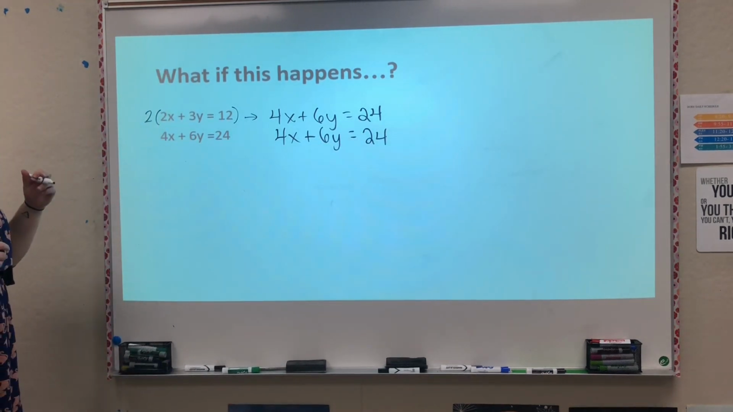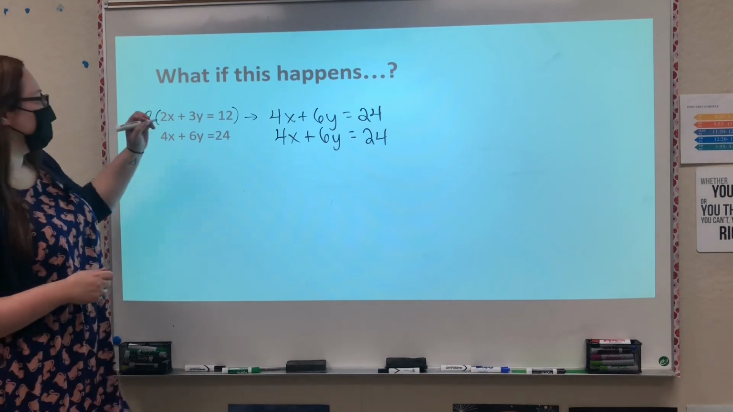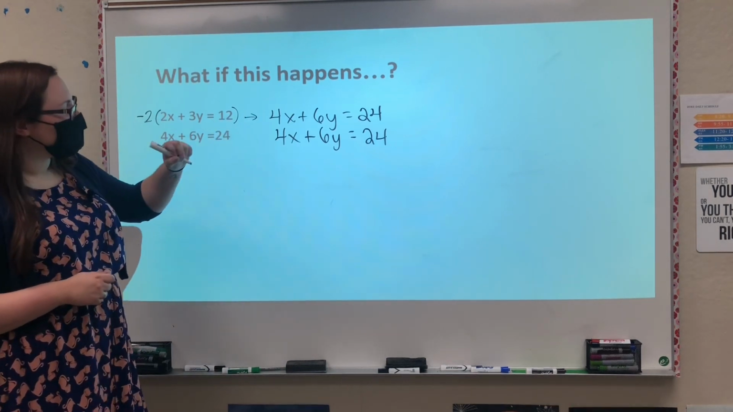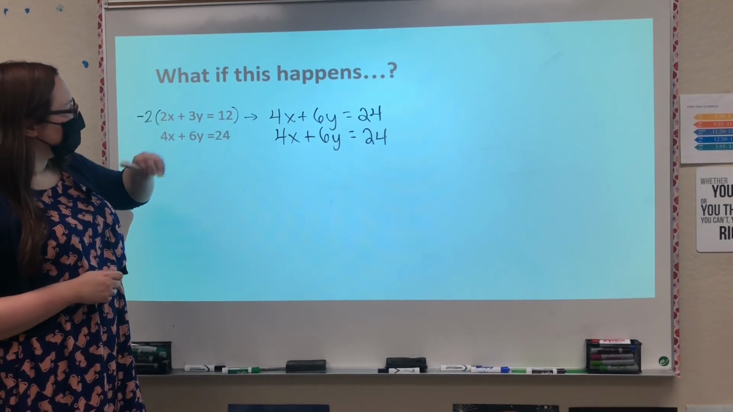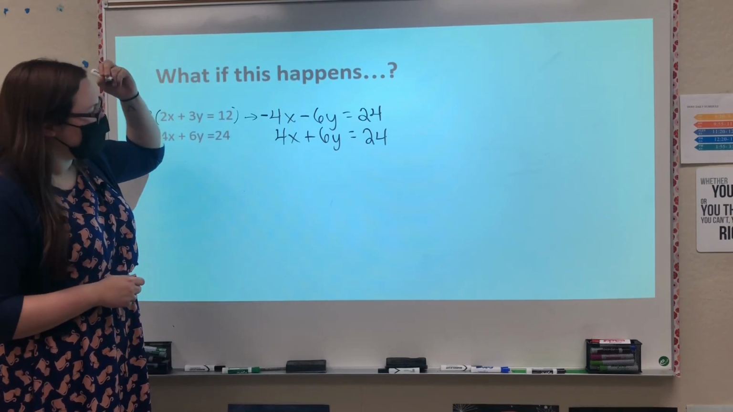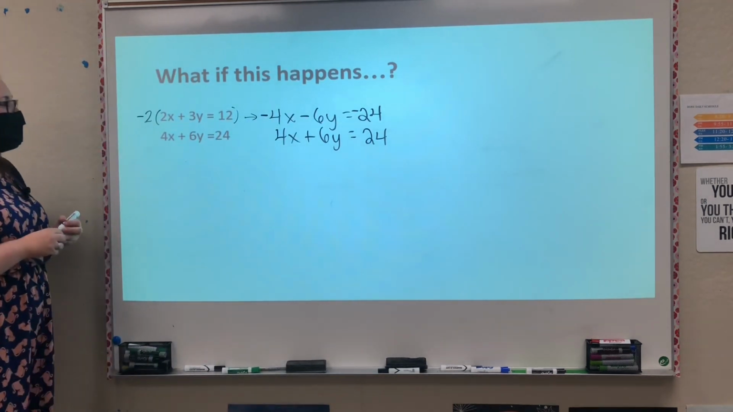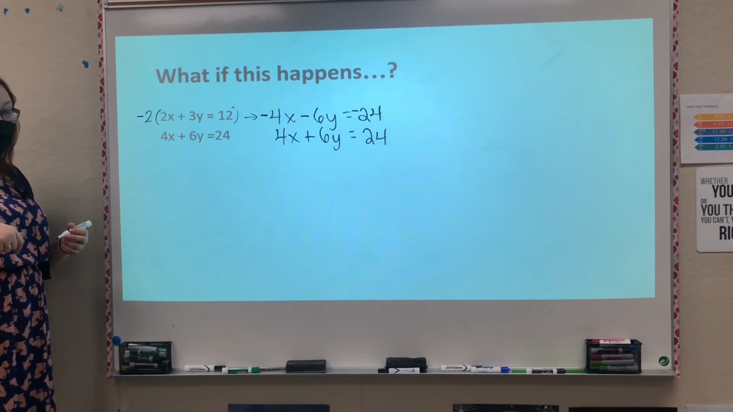Keeping it the same. You could multiply the top one by -2 instead of the 2. How is that helping us? Because you need to be able to get rid of something. So if I do that, what am I going to change about that first equation? It would be -4x minus 6y equals -24.